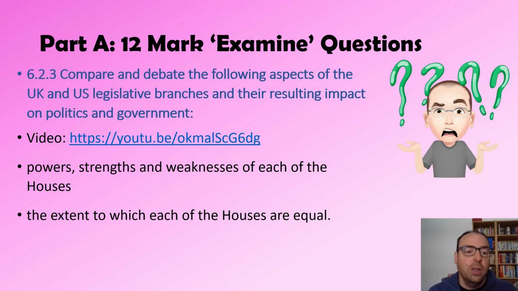So to start off with, we're going to look at the part for the examine questions. So 6.2.3, compare and debate the following aspects of the US and UK legislative branches and the resulting impact on politics and government. There's a video that I've made that goes through that bit, and obviously you might want to also go through the various parts on UK Parliament and US Congress. And you need to be able to compare the powers, strengths, and weaknesses of each of the houses and the extent to which the houses are equal. So that's what the spec tells us we need to do, and that's what I've looked at in that particular video.